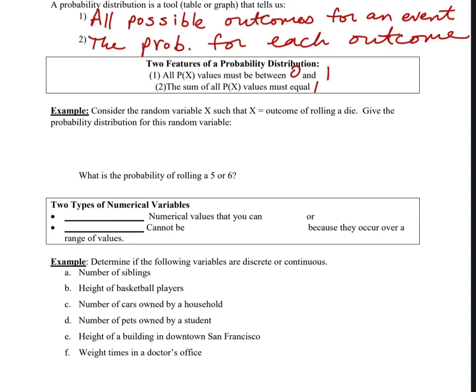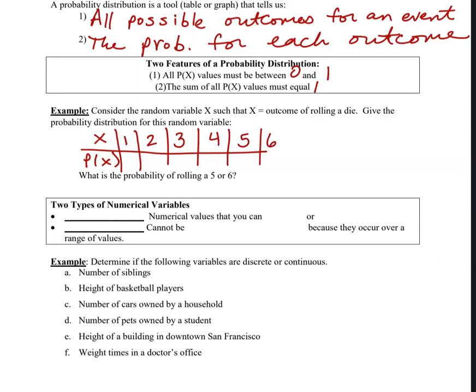So I'm going to use a table to set this up. And I'm going to do 2 rows here. I'm going to call the first x, where x is each outcome, and then the second row is the probability for x. So what are my different outcomes? X could be a 1, a 2, 3, 4, 5, or 6. And then what is the probability for rolling a 1? That would be 1 out of 6.